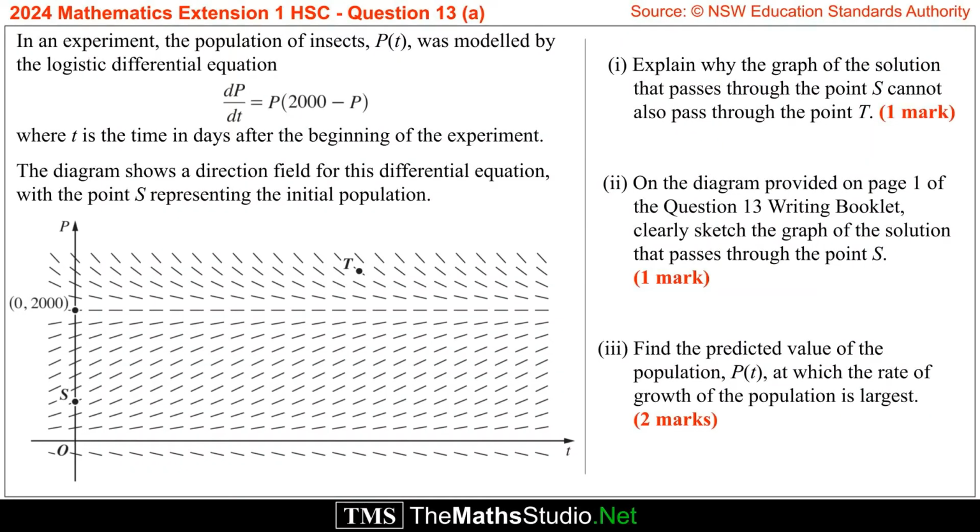Question 13, Part A. In an experiment, the population of insects, P of t, was modelled by the logistic differential equation, dP/dt equals P times (2000 minus P), where t is the time in days after the beginning of the experiment. The diagram shows a direction field for this differential equation, with the point S representing the initial population. Part 1. Explain why the graph of the solution that passes through the point S cannot also pass through the point T.